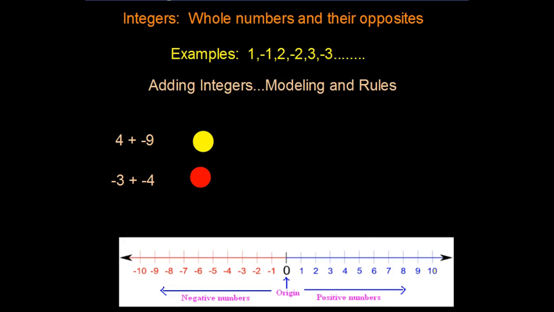When the signs are the same, you just use all of those same counters and then keep them all for your answer. No zero pairs.